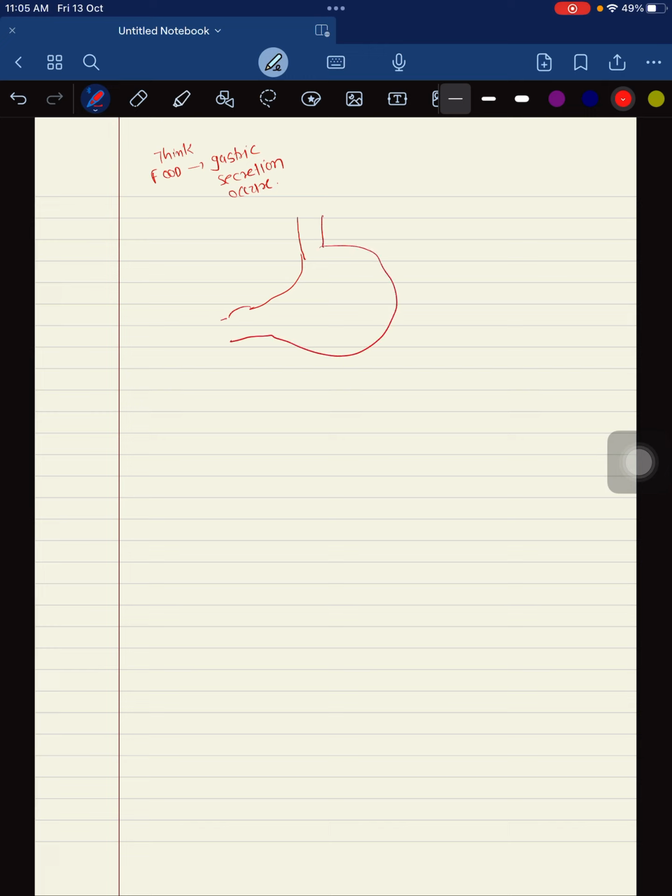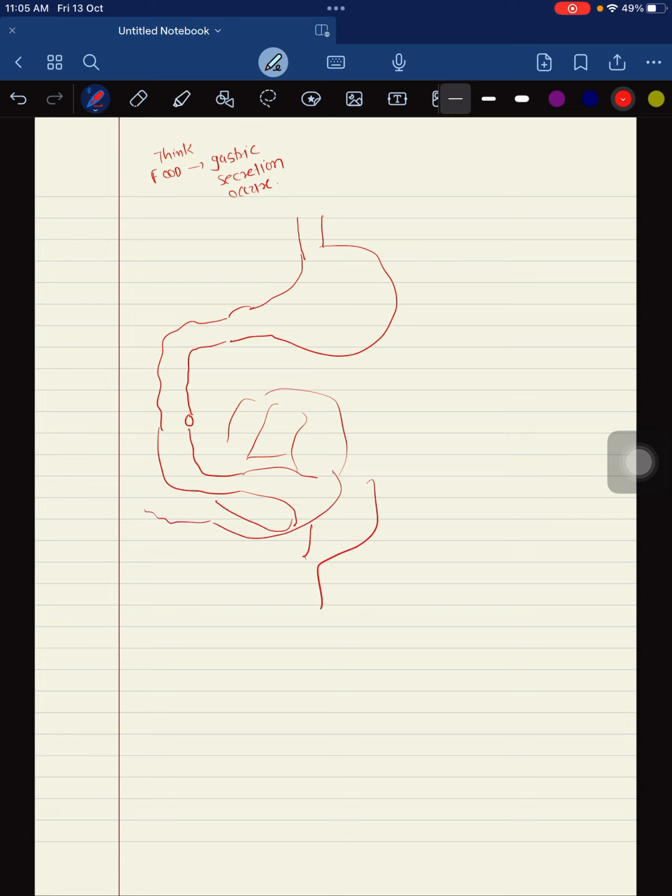the pylorus part. Then this is the first part of the duodenum, second part of the duodenum, sphincter of Oddi, third part, and jejunum, ileum, all like this. And this is the large colon, and let's say this is the rectum. Okay. Imaginary.